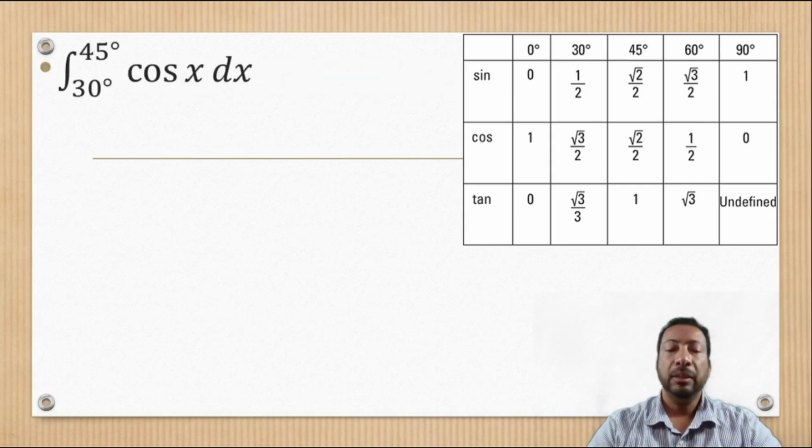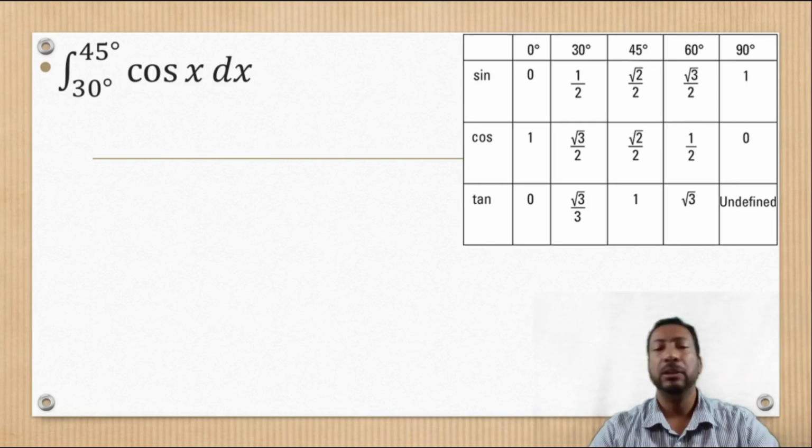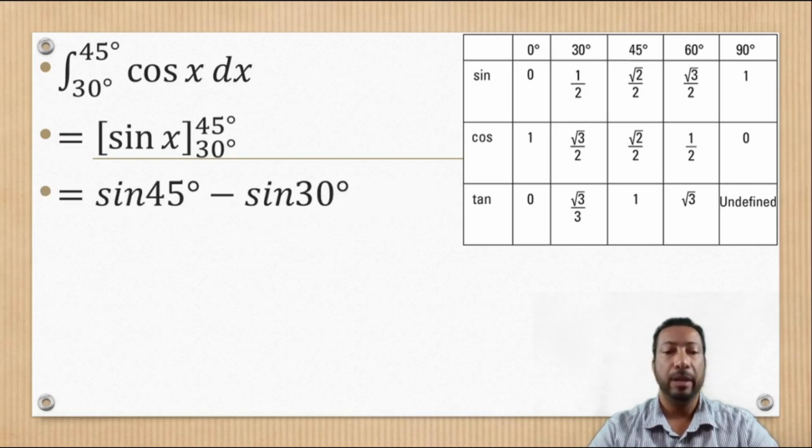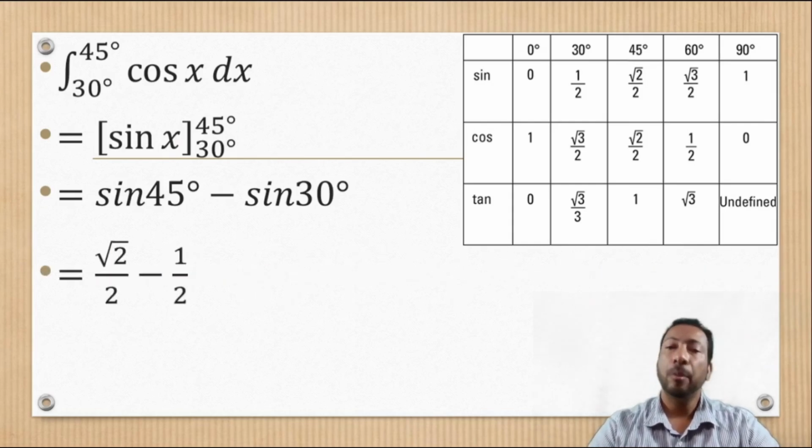So our problem is to find the integral from 30 up to 45 degrees of the cosine of x with respect to x. So first off, what's the derivative of sine? It's cosine. So that means the integral of cosine is sine. So we're going to evaluate this when it is 45 degrees and 30 degrees and subtract. So the sine of 45 degrees minus the sine of 30 degrees. From our table, we see here that the sine of 45 degrees is root 2 over 2. And then the sine of 30 degrees is 1 over 2, or a half.